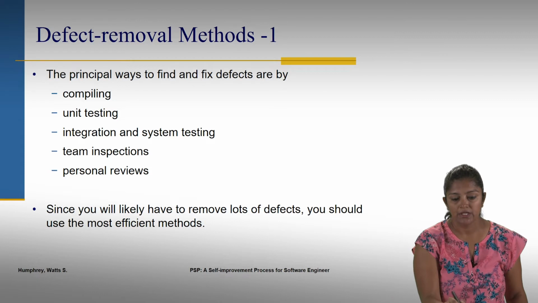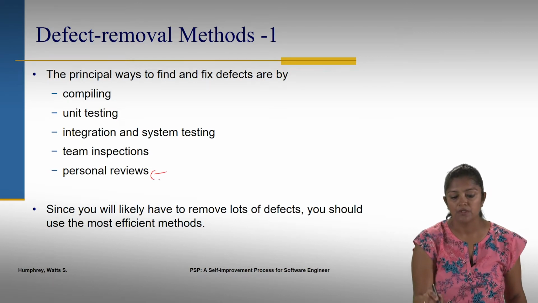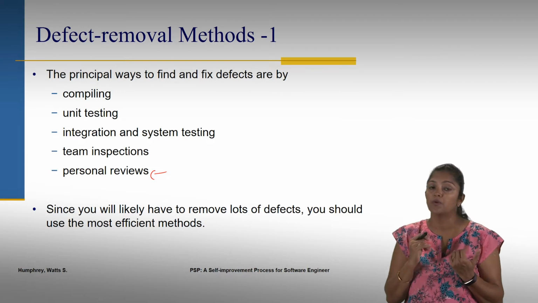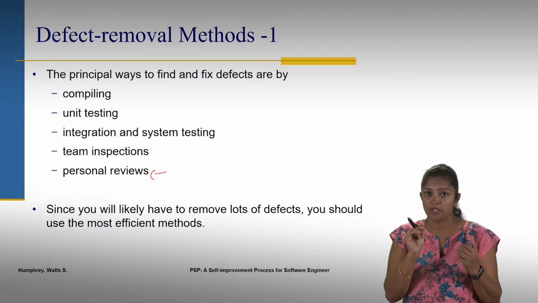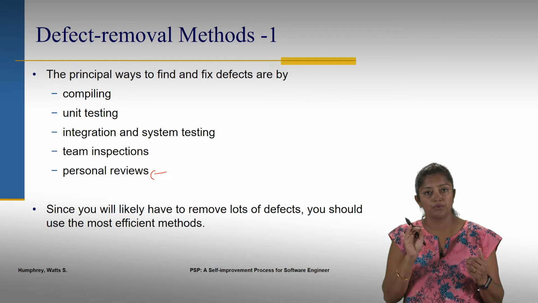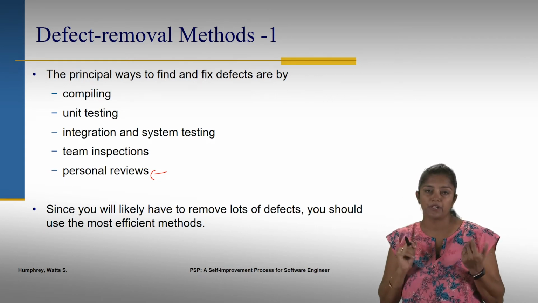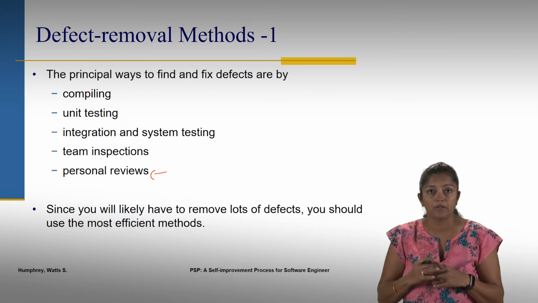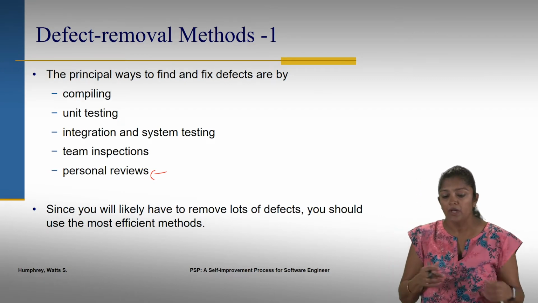And then another way it can be done is through personal reviews. So this is where you're desk checking your own code, walking through the logic of the algorithm, because you know what you're trying to achieve. So basically walk through, do a dry run through your code to make sure that it's indeed doing all of the steps that are needed in the algorithm.